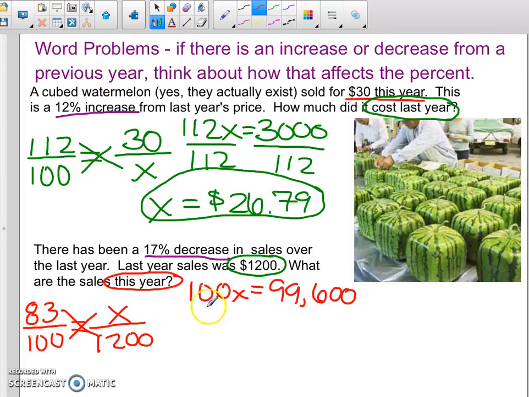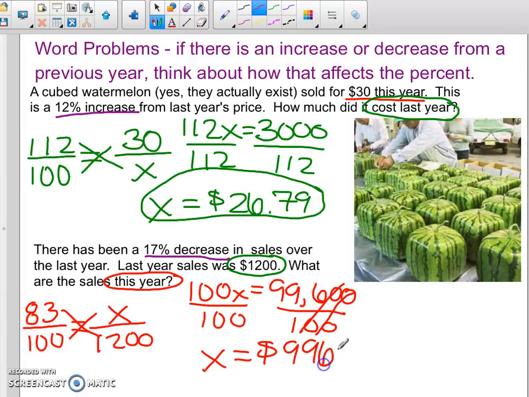So we cross multiply, we get 100x equals 99,600. Divide by 100 on both sides to get our x, and in this case we can cross out our zeros. We find that x equals $996, and those are the sales for this year.